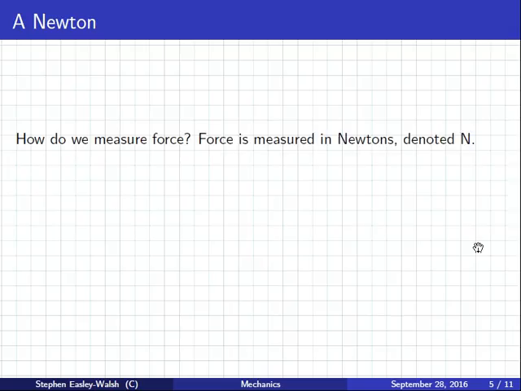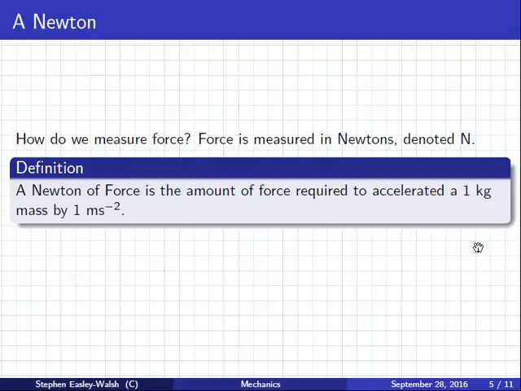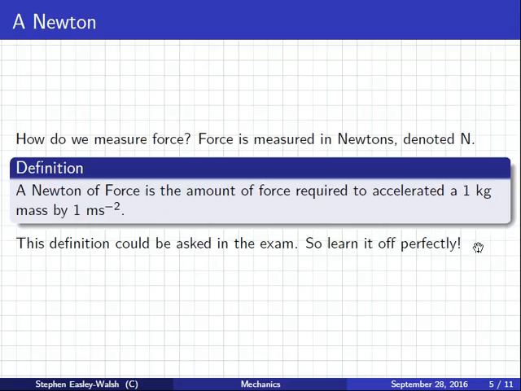So force is measured in newtons, the letter is N, and the definition is: a newton of force is the amount of force required to accelerate a 1 kilogram mass by 1 meter per second squared. I've seen this on the exam as a definition a couple of times, so it's worth noting. This is enough to get the full marks for the definition. The definition could be asked in the exam, so you should learn it off perfectly. Right? So you definitely want to write that definition down clearly.